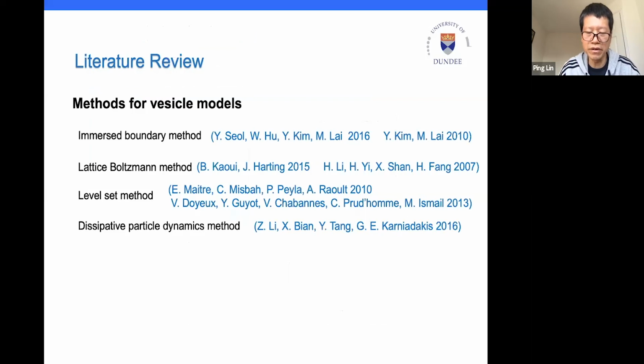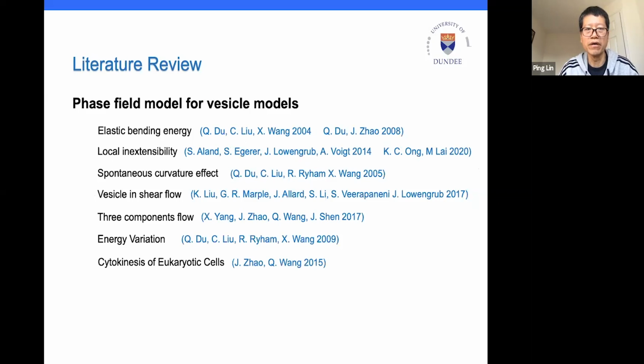We consider the vesicle as another phase of fluid, just like we considered two-phase flow before. There are many different methods: sharp interface methods for vesicle motion, and phase field models developed for vesicle motion as well. I just list some here, but what we are interested in is how this vesicle, or the red blood cell, passes through a narrowed blood vessel.